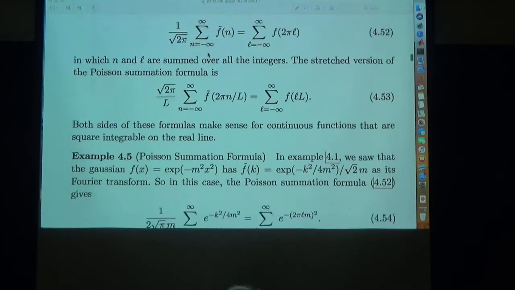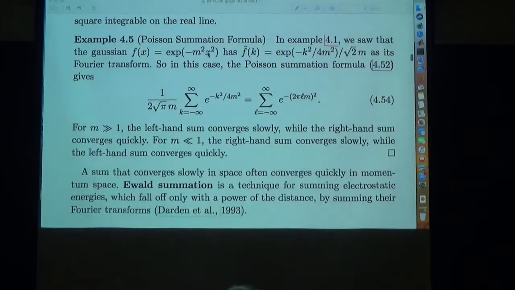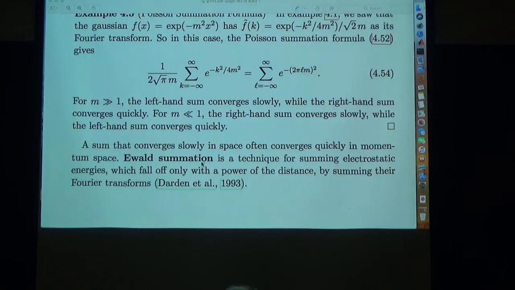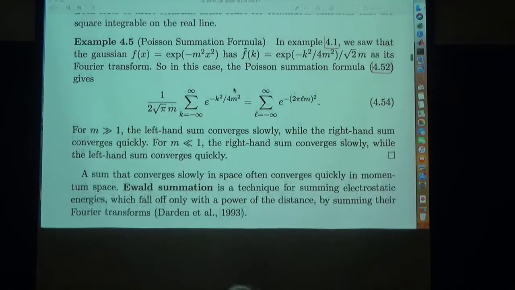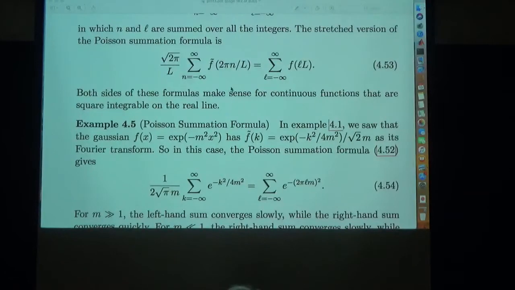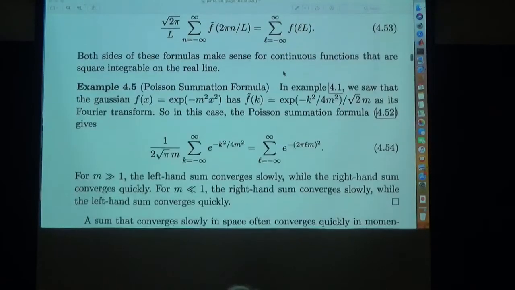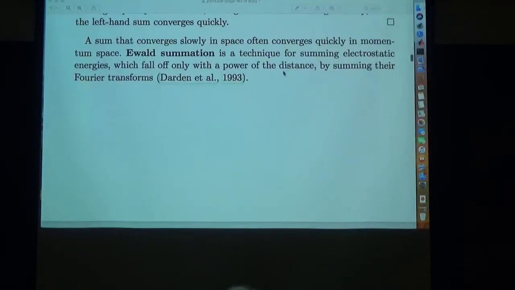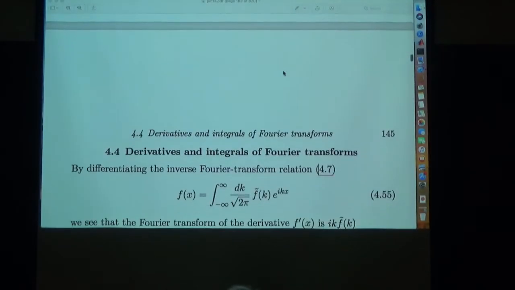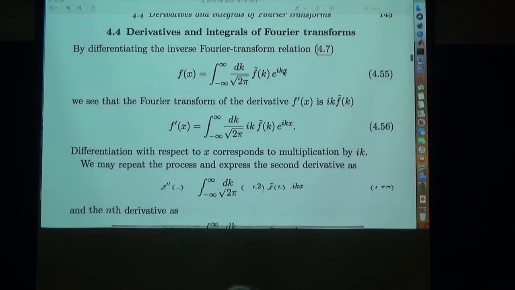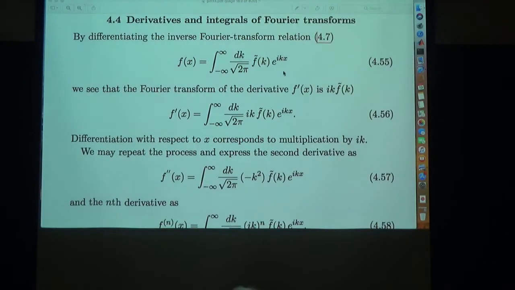And so people who do electrodynamics and other things, a guy named Ewald invented a way of applying this. This is a Gaussian example of this formula, or rather, more simply, of this formula. And this is called Ewald's summation, and it makes things converge much more quickly.